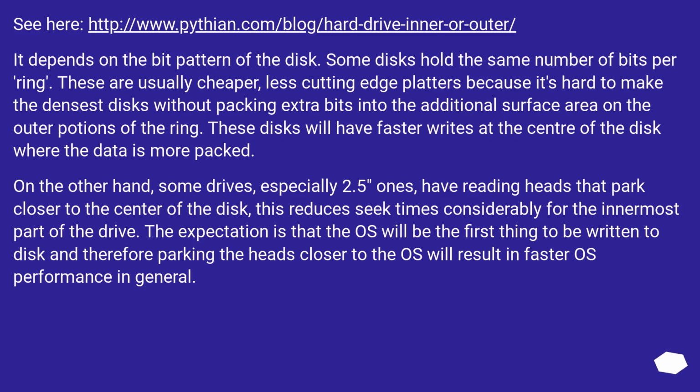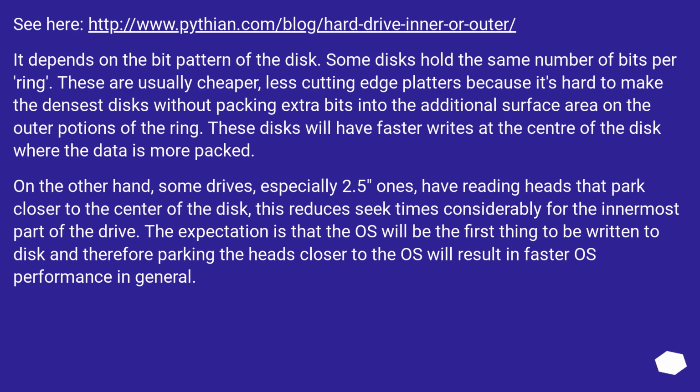See here, this URL. It depends on the bit pattern of the disk. Some disks hold the same number of bits per ring. These are usually cheaper, less cutting-edge platters because it's hard to make the densest disks without packing extra bits into the additional surface area on the outer portions of the ring. These disks will have faster writes at the center of the disk where the data is more packed.